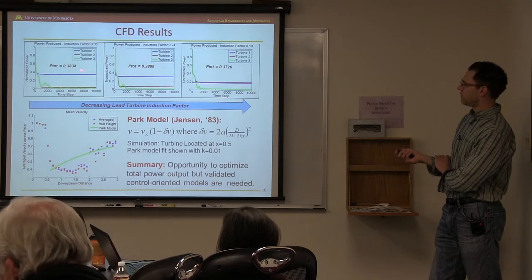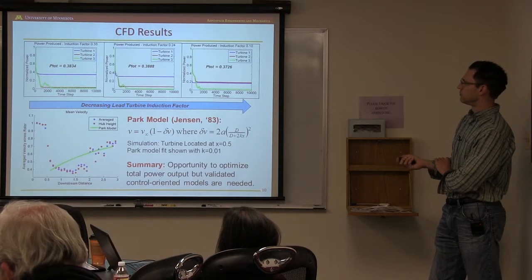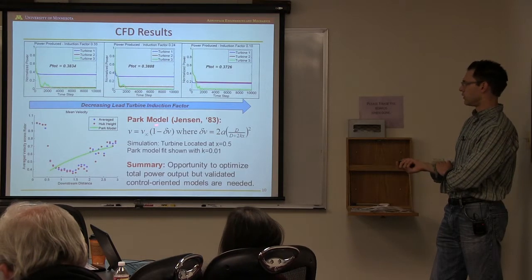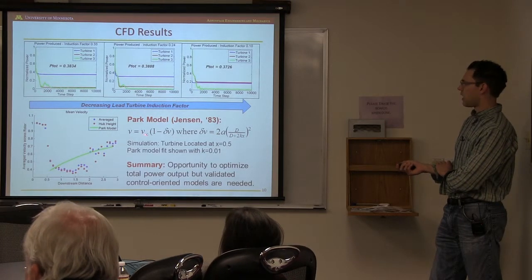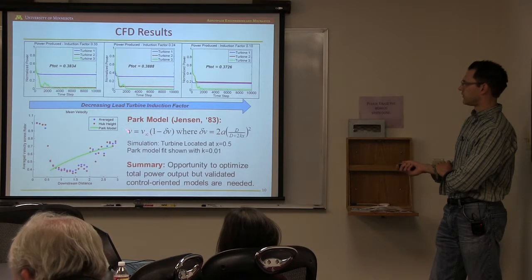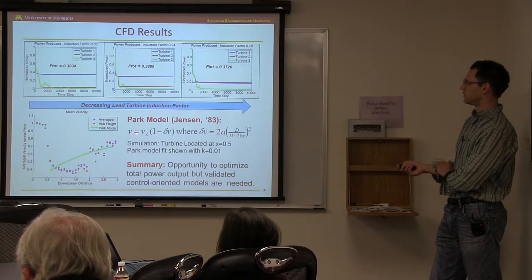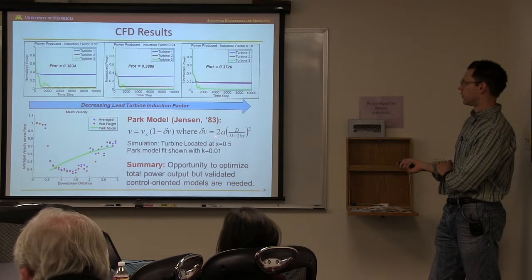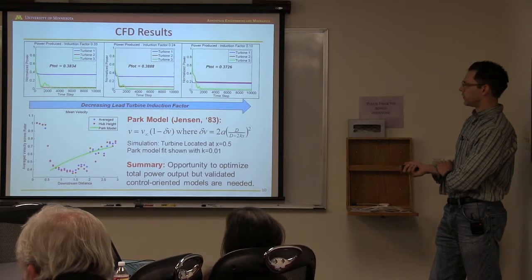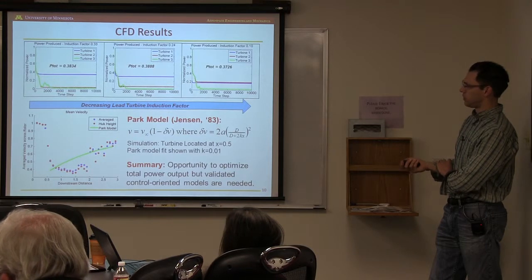Now, to figure out how you should operate the turbines optimally, the Park model is something that's pretty standard. The Park model would be telling you something about, here's the free stream velocity, how is the downstream velocity affected by the operations of an upstream turbine? And there's a simple relation here where A is the induction factor. And so we were trying to understand, is the Park model appropriate or not?